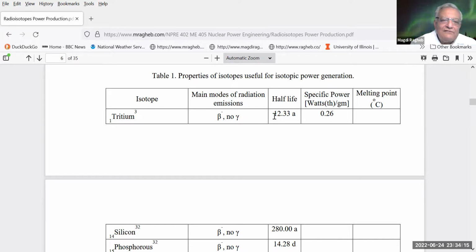It has a half-life of 12.3 years. A here stands for annum. Annum in Latin means years. And it has a specific power of 0.26 watt thermal per gram. That's half of the isotope of plutonium-238. But the 238 produces gamma photons, but tritium produces no gamma photons, so it's easy to deal with.